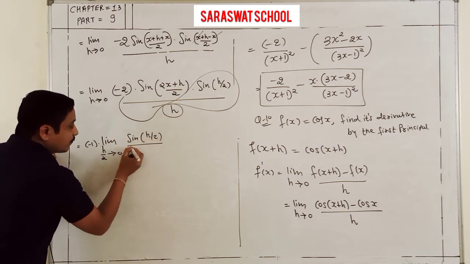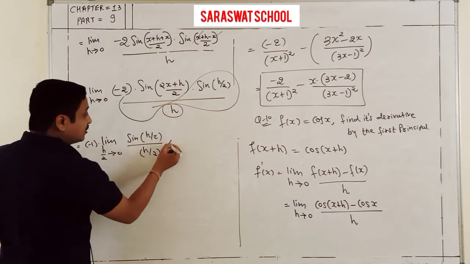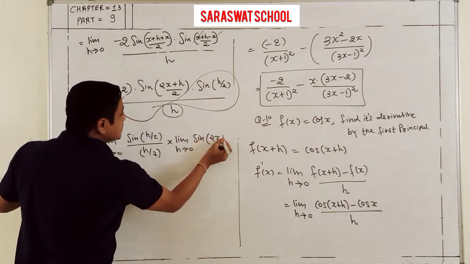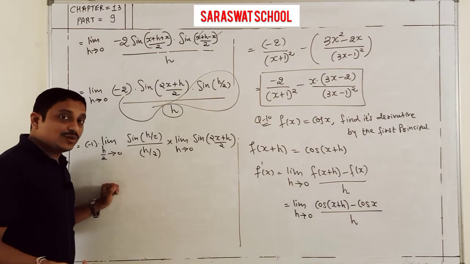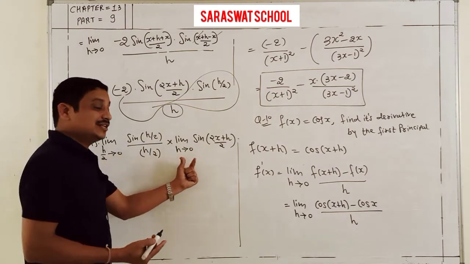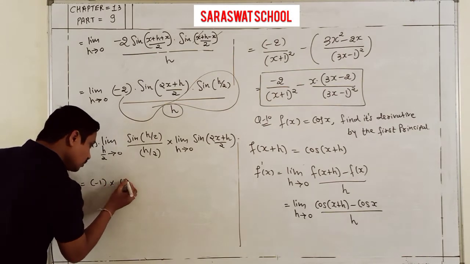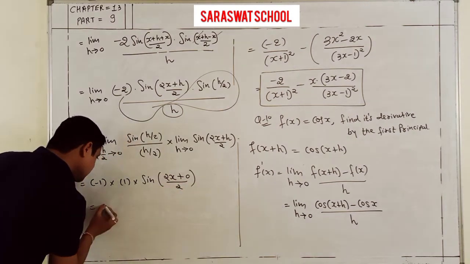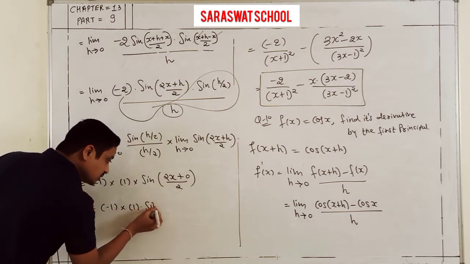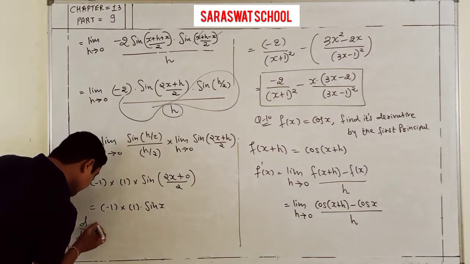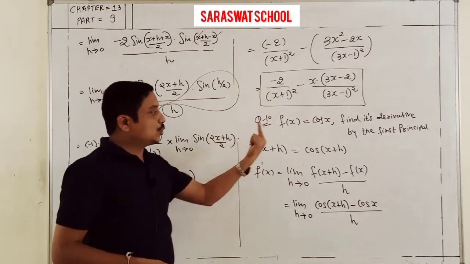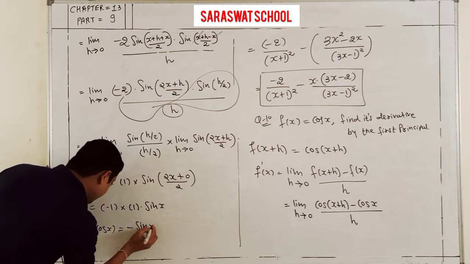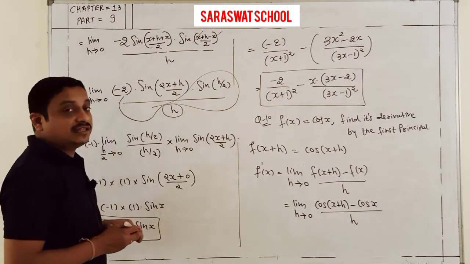Sine h by 2 upon h by 2 is, as usual, permanently 1, and the other factor is sine of 2x plus h by 2 by the working rule. Here putting the limits, so minus 1 into 1, and that becomes sine of 2x plus 0 by 2. So your answer is minus 1 into 1 into sin x. So d dx of cos x, the cos x derivative, is confirmed to be minus sin x, and that's my answer by the first principle.